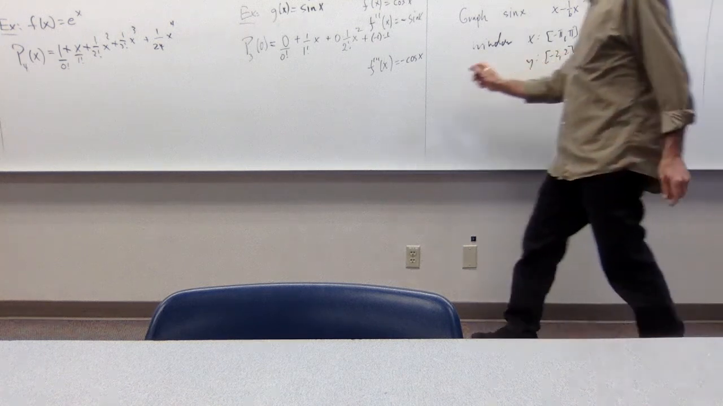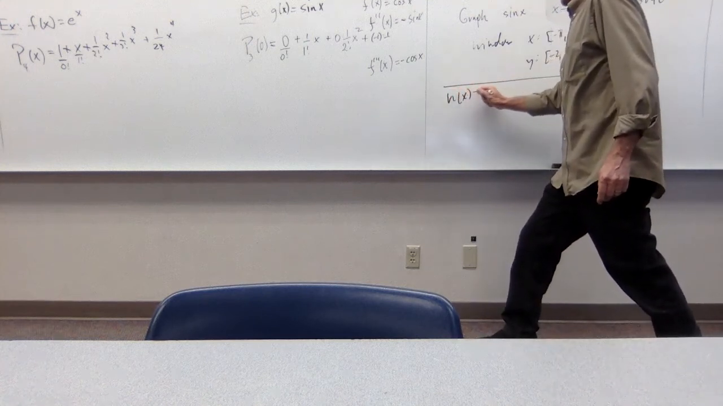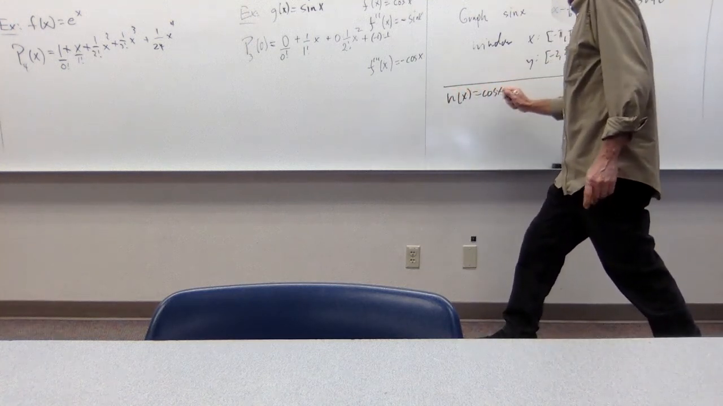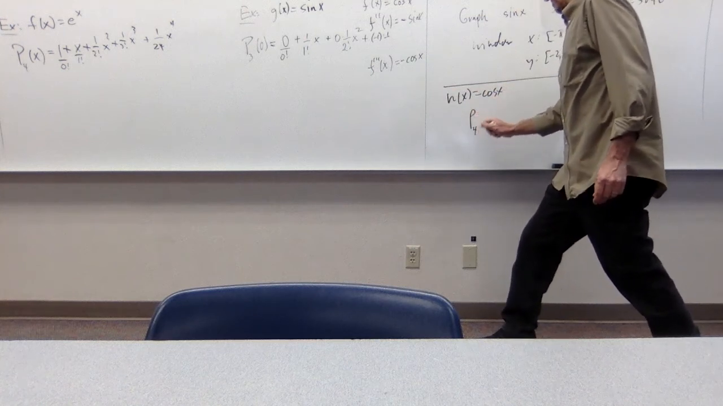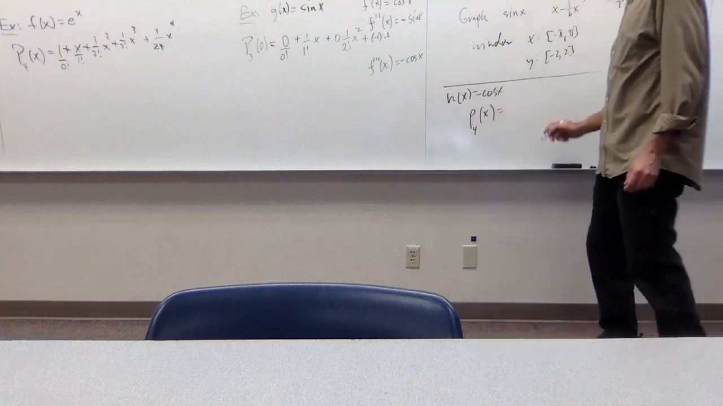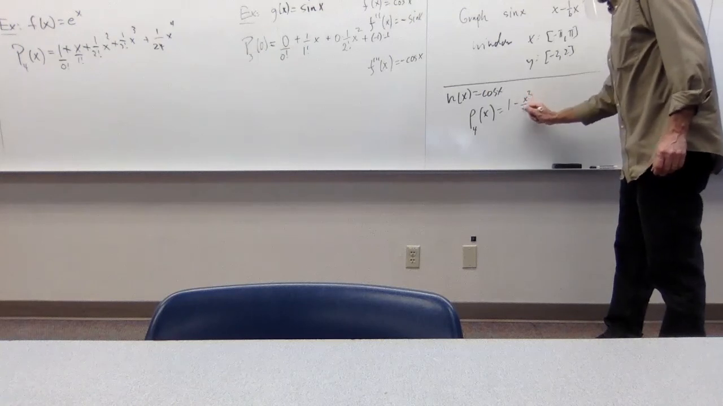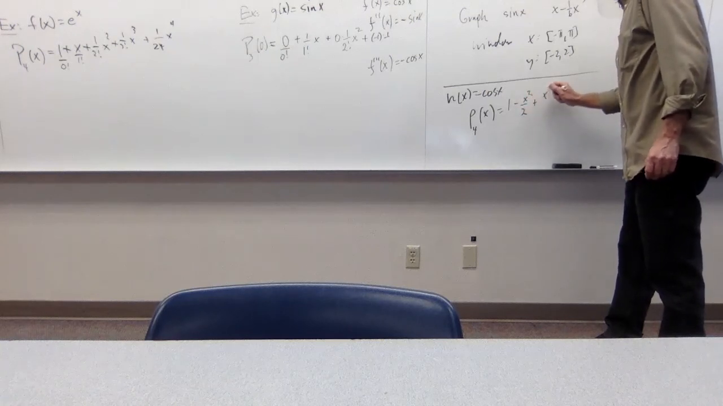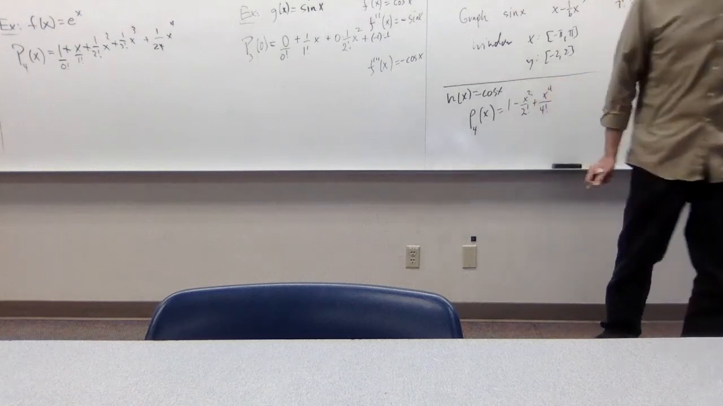It may not surprise you if we go to cosine. We're going to get only even powers. So let me write the 4th one out. 1 minus x squared over 2 plus x to the 4th over 4 factorial. Technically, that's 2 factorial.